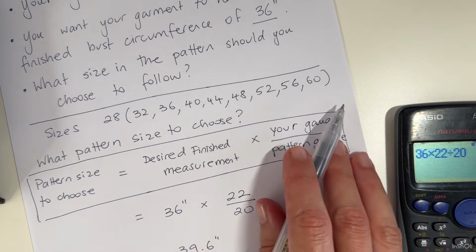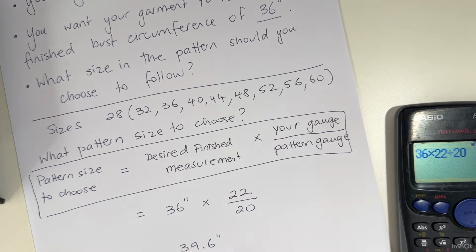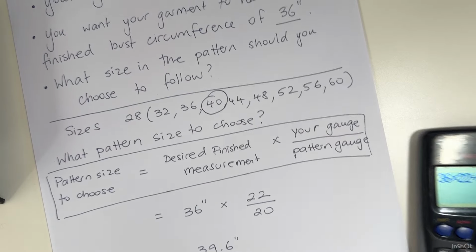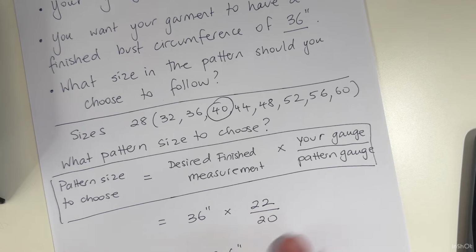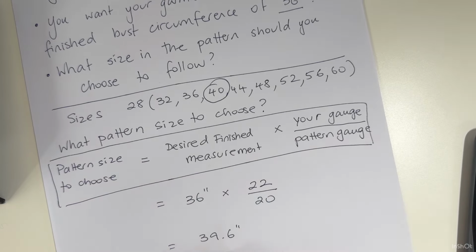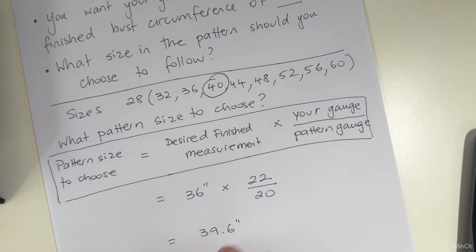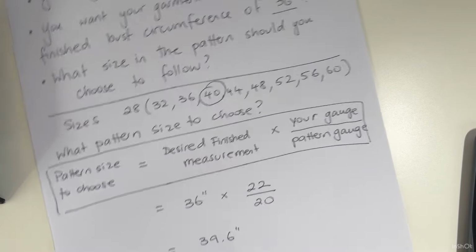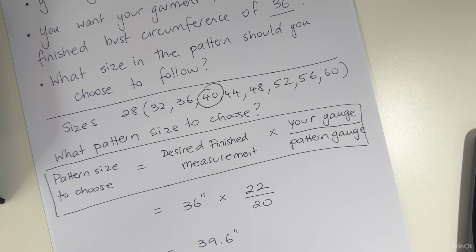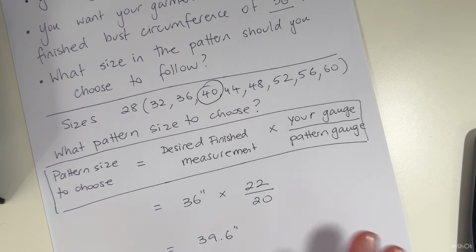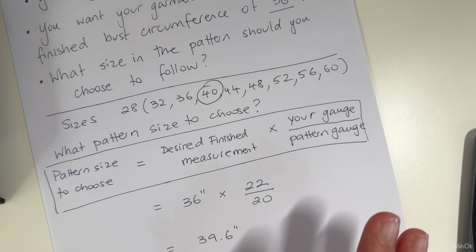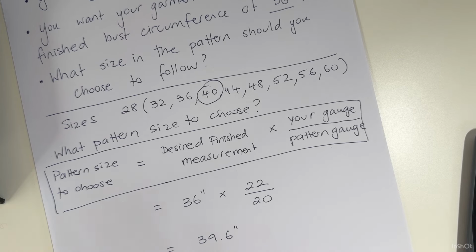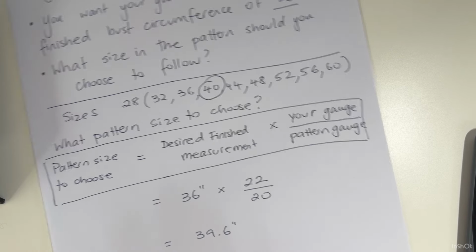Then you go up and take a look at which size corresponds the closest to 39.6, and that is the 40 inch bust circumference. So if your gauge doesn't match, and you follow this formula and choose the size that matches the result, if you knit the 40 inch size, it will come out very close. That's not exactly 40, but it will come out very close to 36 inches. Close enough that you really could just follow the 40 inch size with all of the instructions, and with a gauge this close, 22 to 20, that should be enough to get the size that you want.